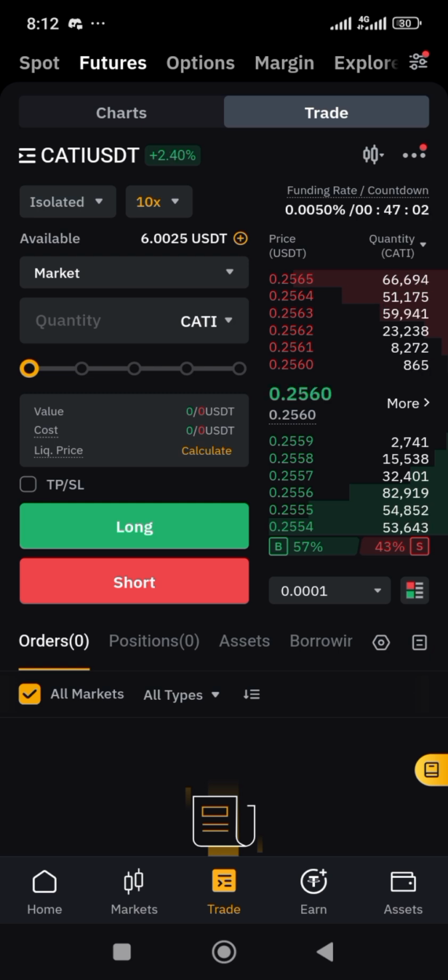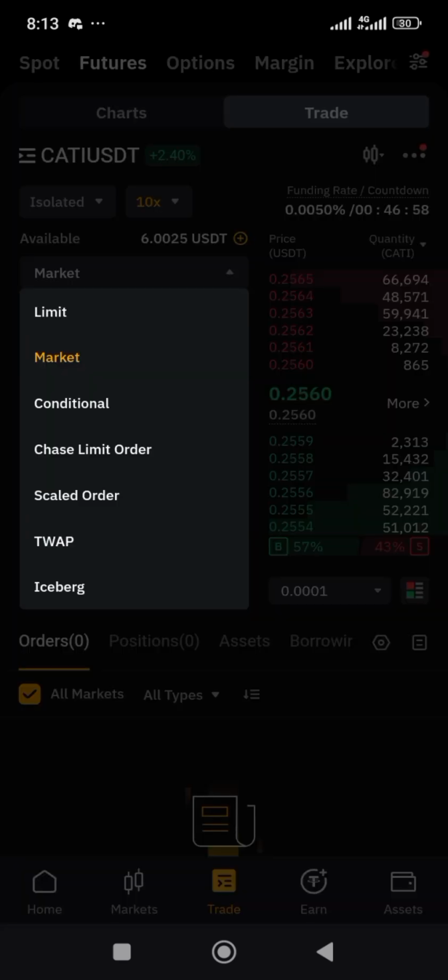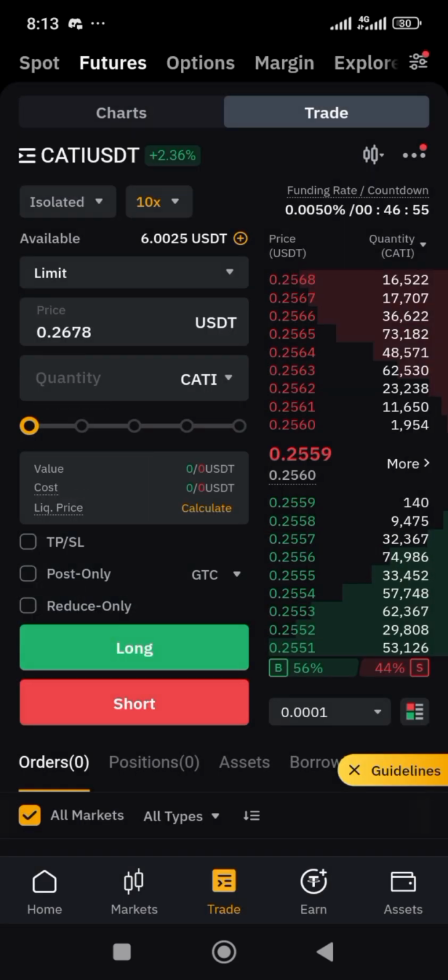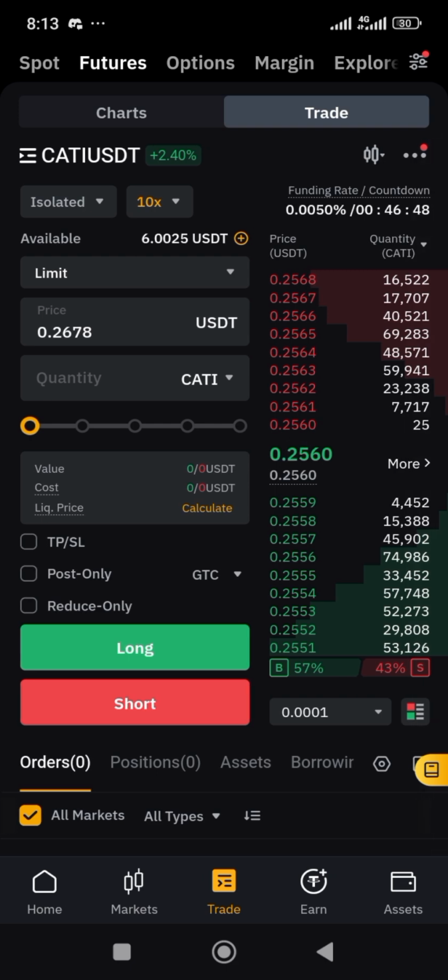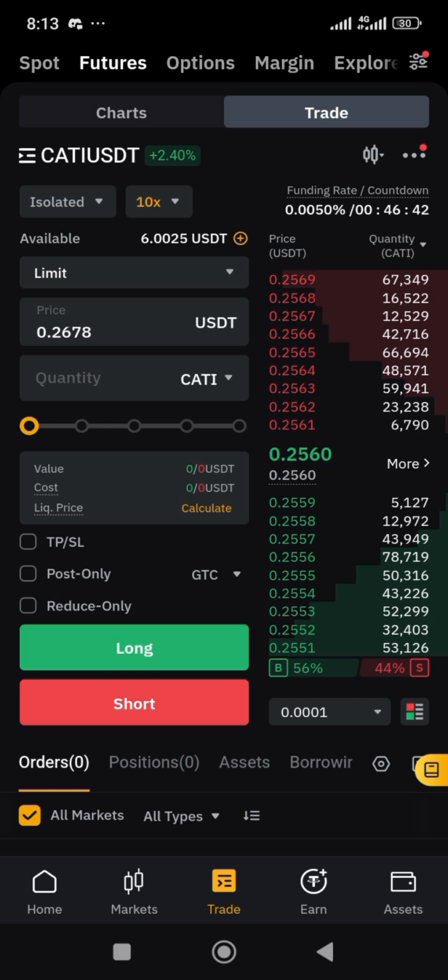The trade will be instantaneous. You understand? The trade will be instantaneous. But if you use limit, you can say, okay, we have 0.2560 here right now as the current price of Kati. Now you can tell this thing that, okay, if the price gets to 0.26, sell. That means you have predicted that the market will be going down.